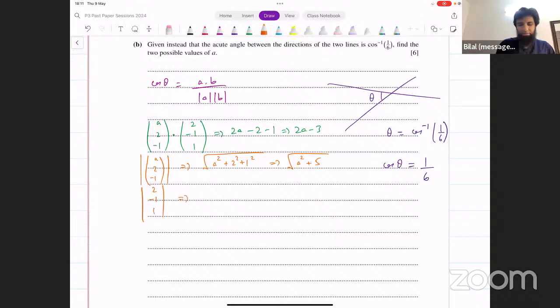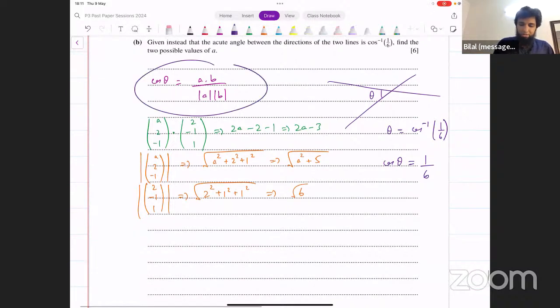That is 2 squared plus 1 squared plus 1 squared. And that turns out to be under root 6. So we've got everything that we need to input in that formula now.